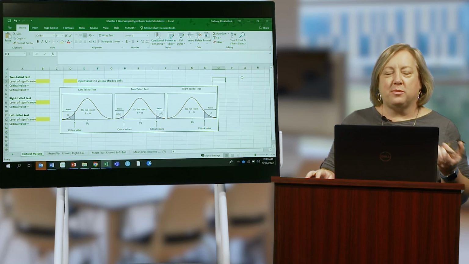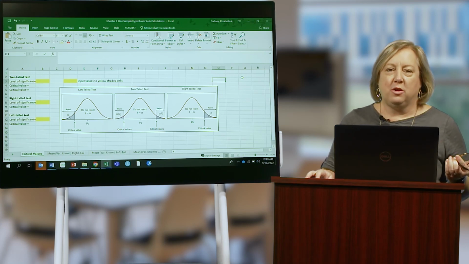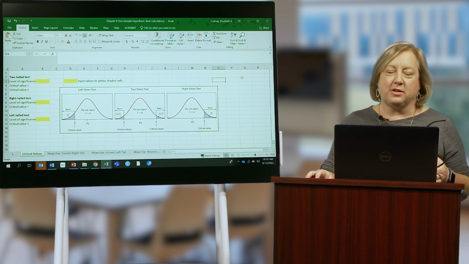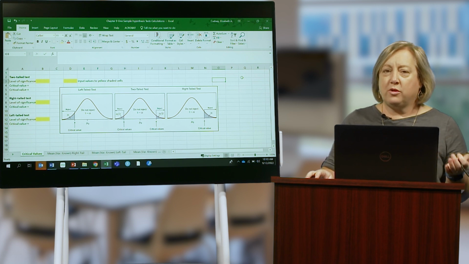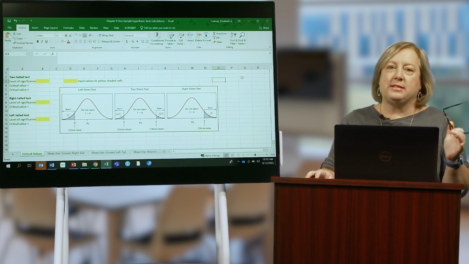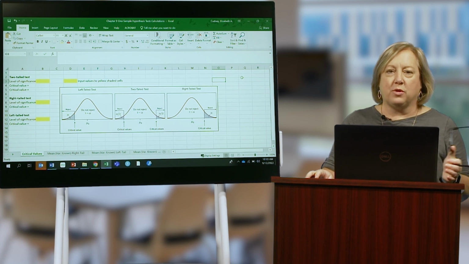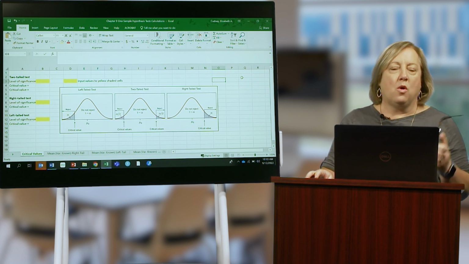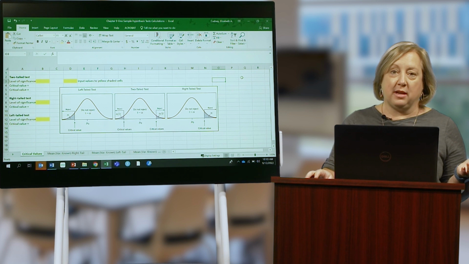Critical values are an important part of our hypothesis testing. We're going to use our critical value to help us understand whether or not we should reject or fail to reject our null hypothesis. While our critical values are typically pretty standard based on whether we're looking for a 95% level or a 90% level or a 99% level.